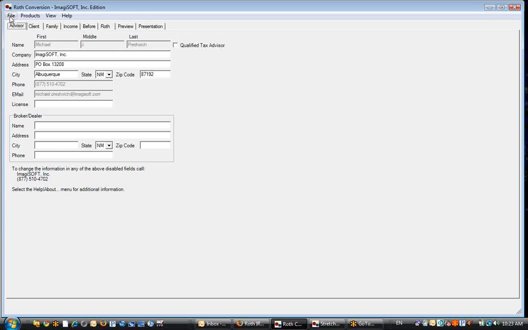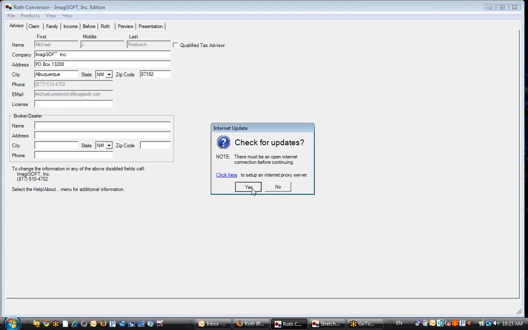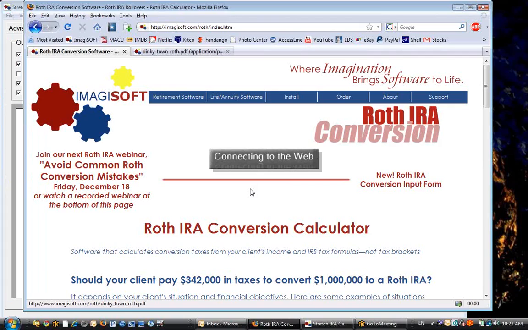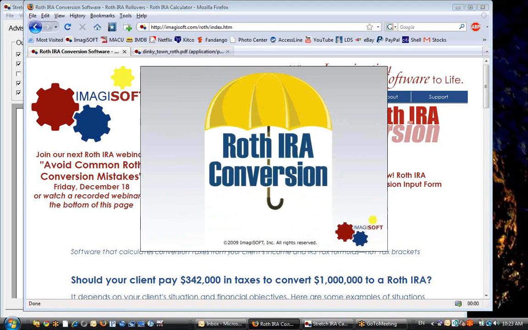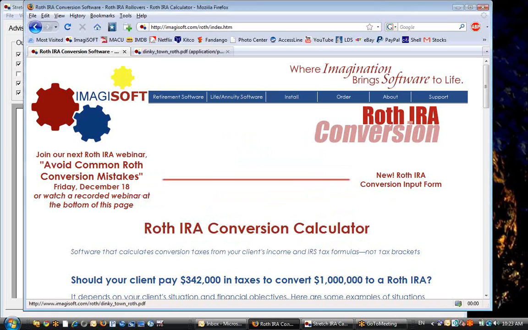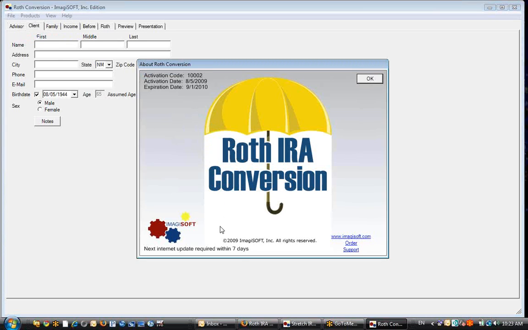The next time you do your Internet update, you go File, Internet Update, and you'll be able to see that it doesn't take very long. It connects to the web, then does the Internet Update. It checks the files on your computer versus the ones you're supposed to have with the latest update. I think it looks like 2 files got updated on mine. We're making minor tweaks all the time. And then if you go Help, About, you'll see when your next Internet update is.